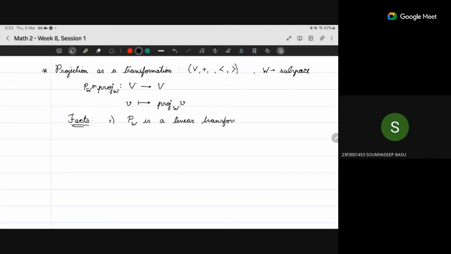So what does it mean to say it's a linear transformation? There are two things that need to be checked. One is that the projection of a sum of vectors is the sum of the projections of the vectors. And the projection of the scaling of a vector is the scaling of the projection of the vector. These are the two things that need to be checked. I think the prof has given a proof for this as well. I'm not going to give the proof. You can check that if you want. But know that it is a linear transformation.